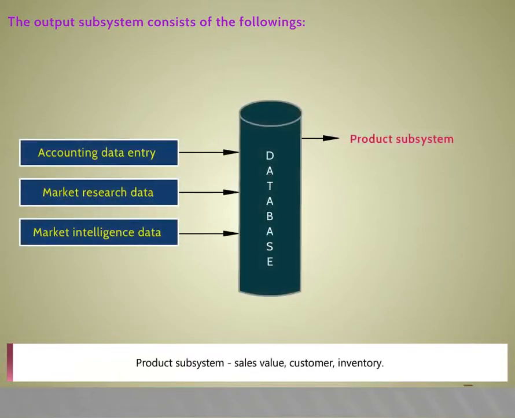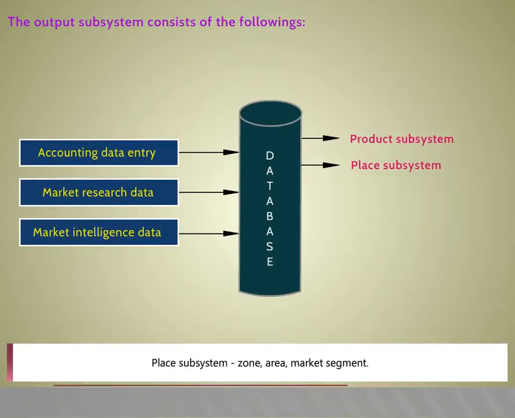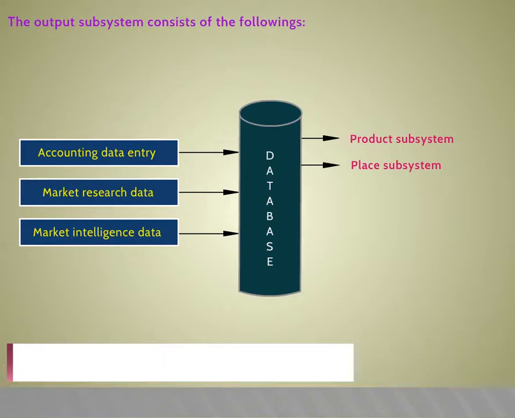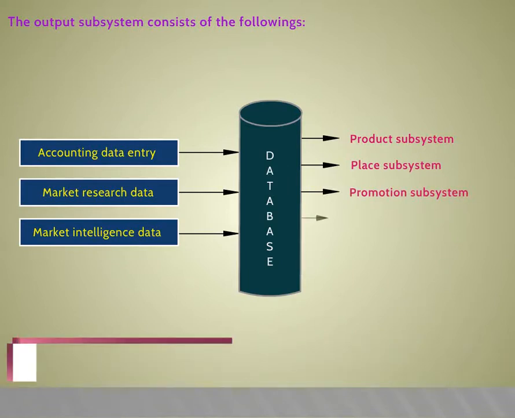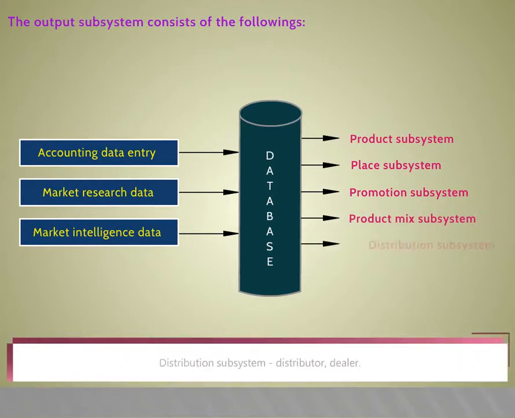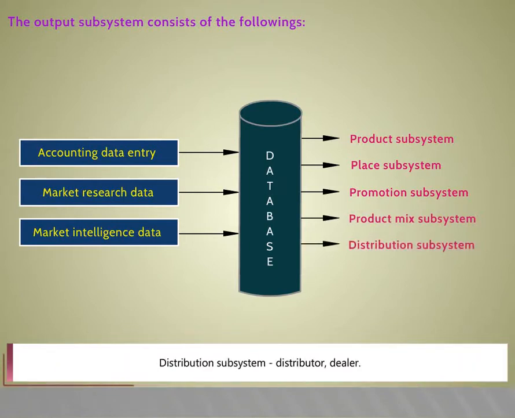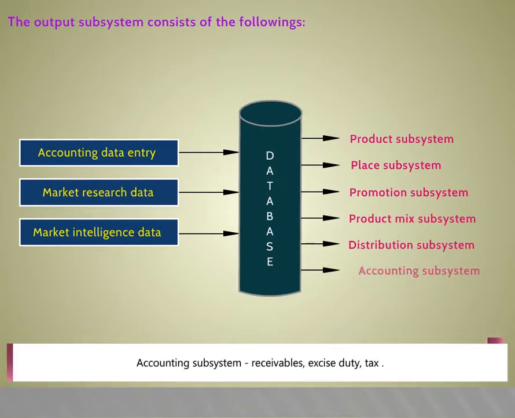Product subsystem: sales value, customer, inventory. Place subsystem: zone, area, market segment. Promotion subsystem: dealer, commission. Product mix subsystem: product family. Distribution subsystem: distributor, dealer. Accounting subsystem: receivables, excise duty, tax.